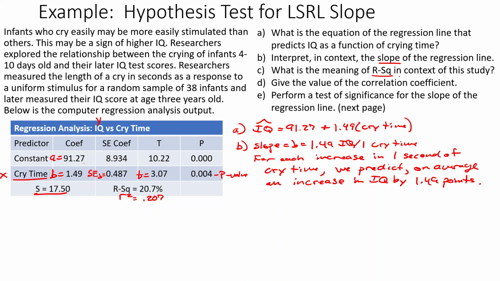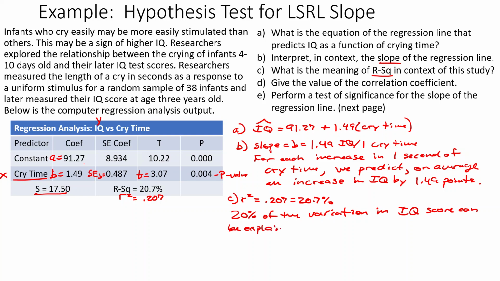C, what is the meaning of r squared in the context of this study? R squared, the coefficient of determination, is 0.207 or 20.7%. That means 20.7% of the variation in y, which is IQ score, can be explained by cry time in seconds. So a certain percent of the variation, maybe 20.7 or 21%, close enough, of the IQ score can be explained by cry time in seconds.